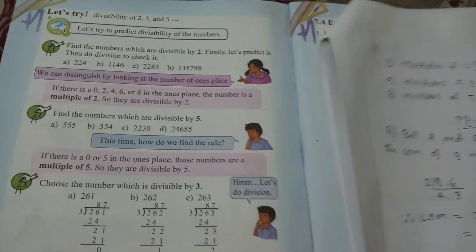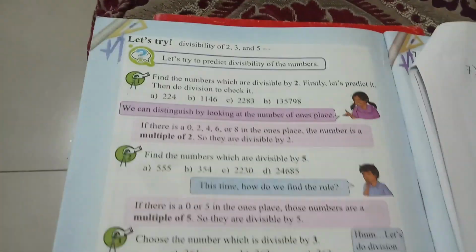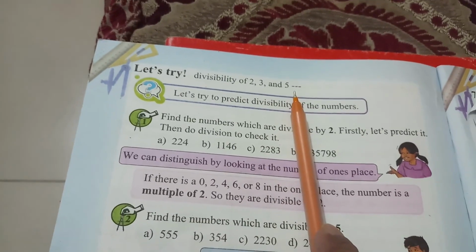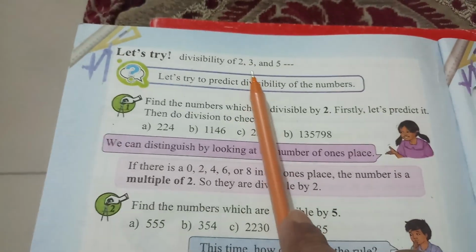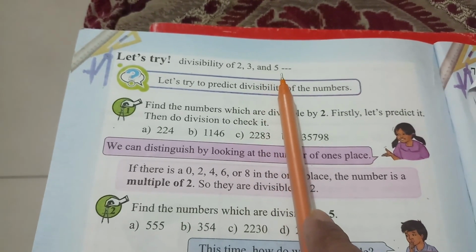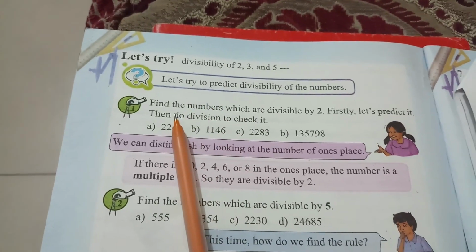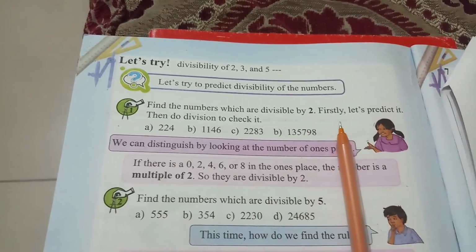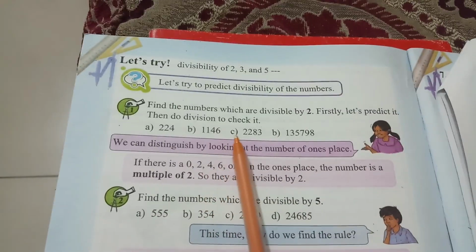For this, look at the book, page number 84. Divisibility of 2, 3 and 5. Divisibility means which number is divisible by 2, which number is divisible by 3 and which numbers are divisible by 5. Number 1, find the numbers which are divisible by 2. Firstly, let's predict it, then do division to check it.